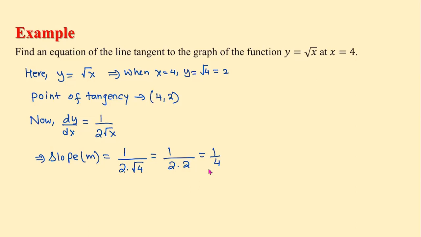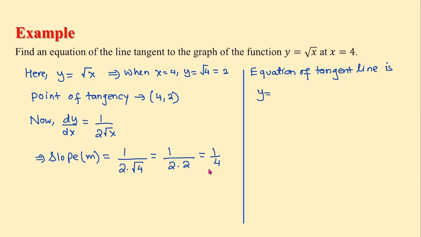So once we know the slope and the point, we can easily find the equation of the tangent line. So let's write the equation of the tangent line. The equation of the tangent line is y equal to m times (x minus x1) plus y1. Here I'm writing the equation of the tangent line in point slope form. This form of equation is called point slope form, because we have the slope here and we have the point. This point here is the point (x1, y1).